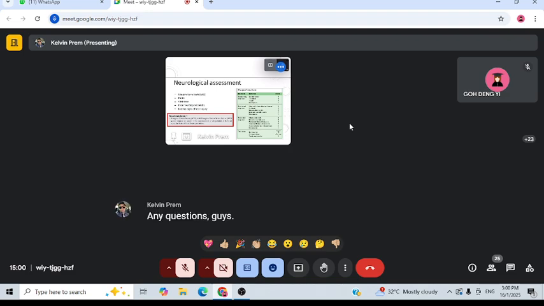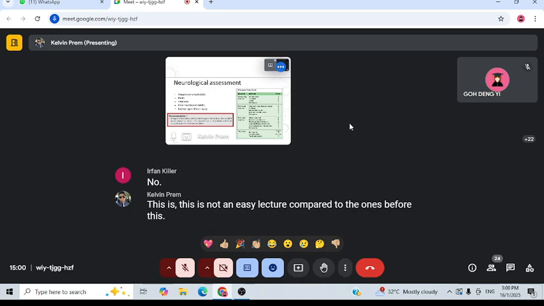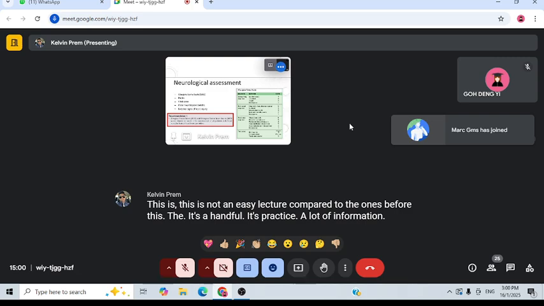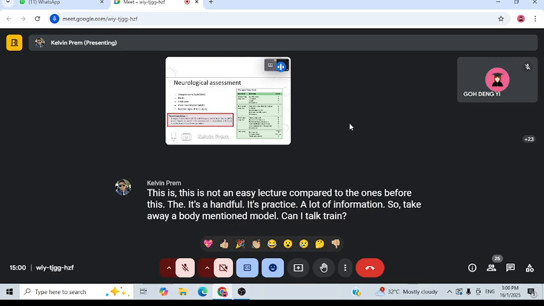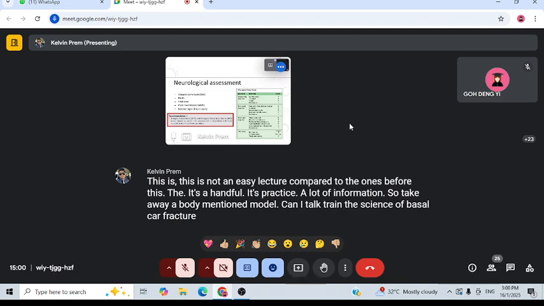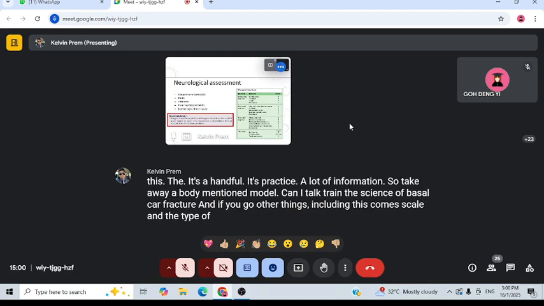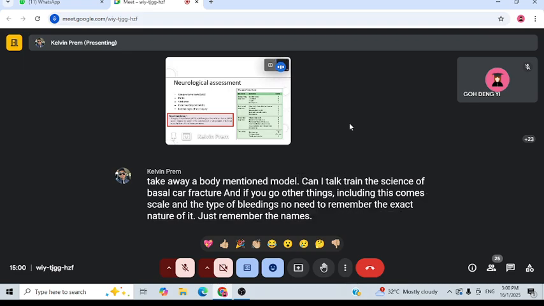Any questions, guys? No, doctor. No question. This is not an easy lecture compared to the ones before this. It's a handful. It's packed with a lot of information. So the takeaway I've already mentioned: Monroe-Kellie doctrine, the signs of basal skull fracture, and a few other things, including this Glasgow Coma Scale and the types of bleeding. No need to remember the exact nature of it. Just remember the names. That is fine for me.